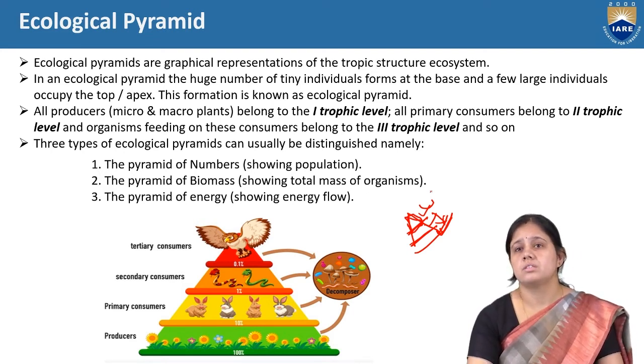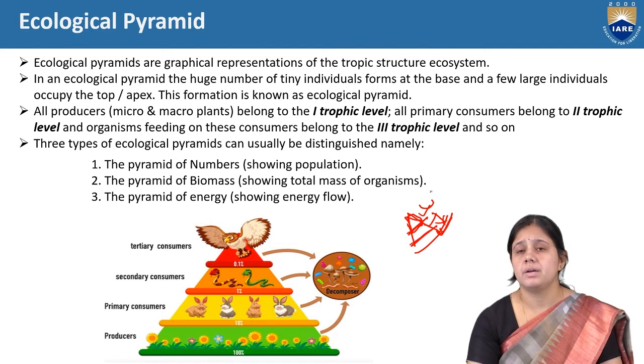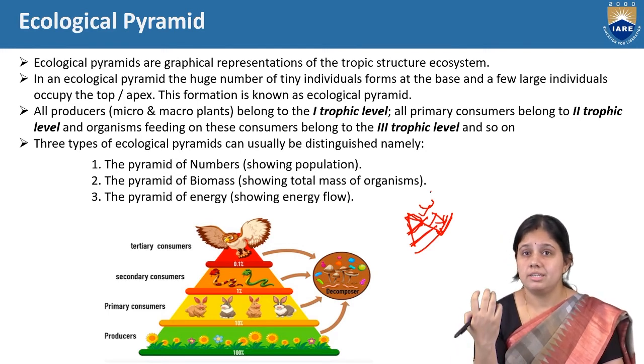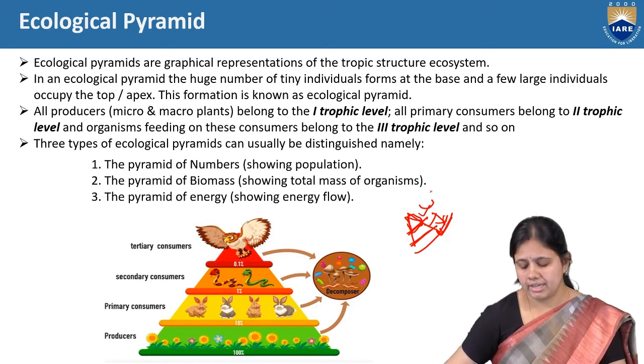And there are three types of ecological pyramid that can usually be distinguished. First, the pyramid of number. It divides the pyramid on the basis of the number of individuals, and it reflects how much population there is of that particular species in our ecosystem. And the pyramid of biomass is divided on the basis of the total mass of the organisms. And the pyramid of energy depends upon the energy available to the ecosystem by that organism. It basically shows the energy flow in the pyramid and in the ecosystem.